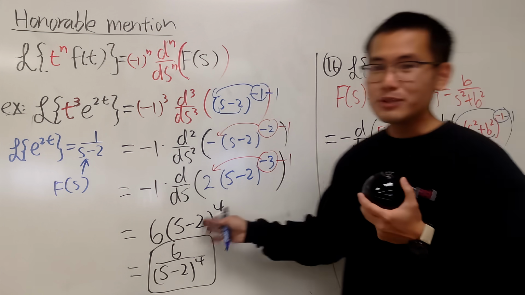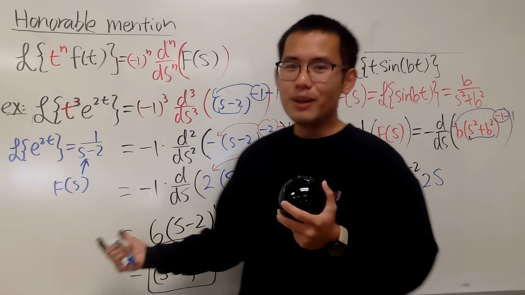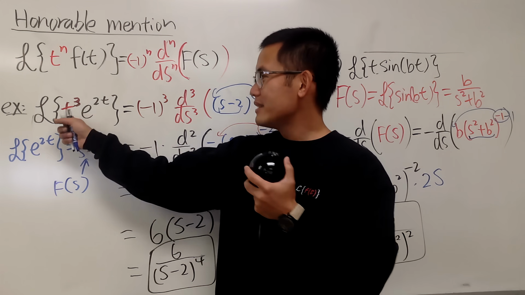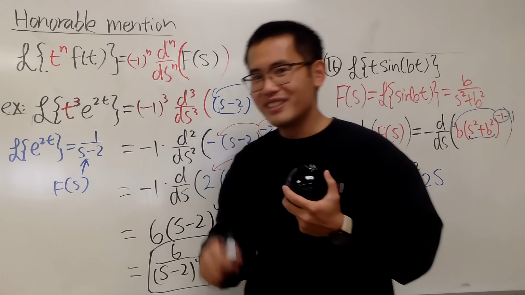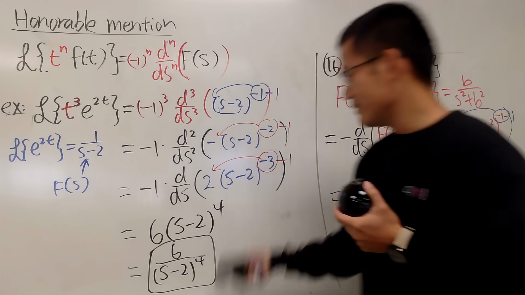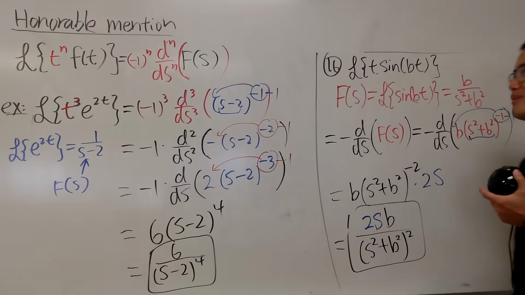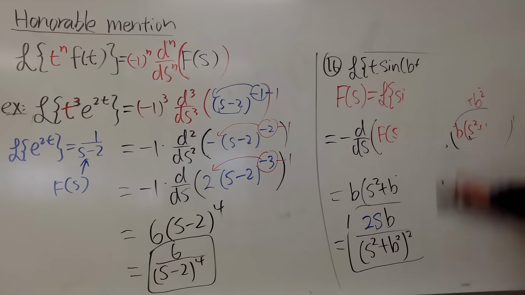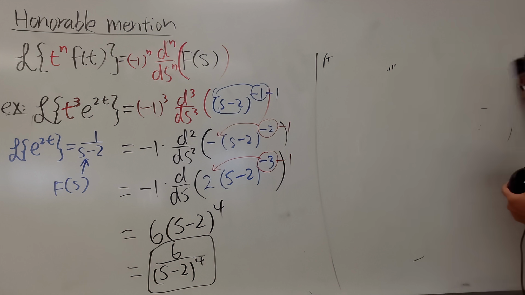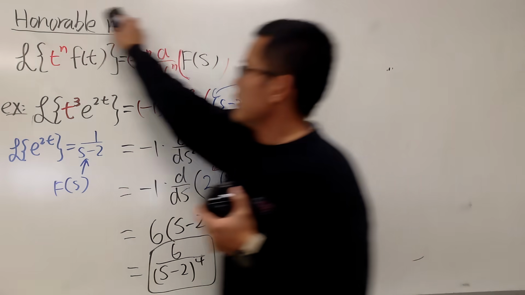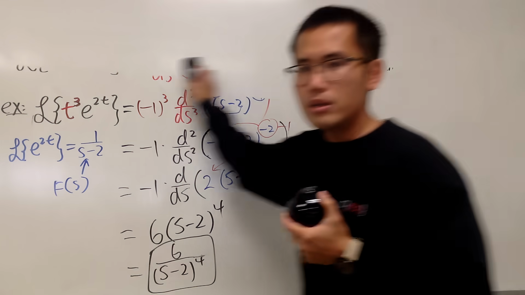And of course, don't do it this way. It's longer this way. You should take t to the 3rd power as your f of t, and then you do the shift, right? That's much better. But you know, I'll show you guys both, right? So no complaints. All right, so that was number 16. It's my honorable mention.